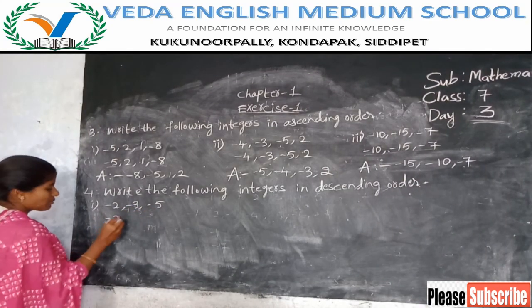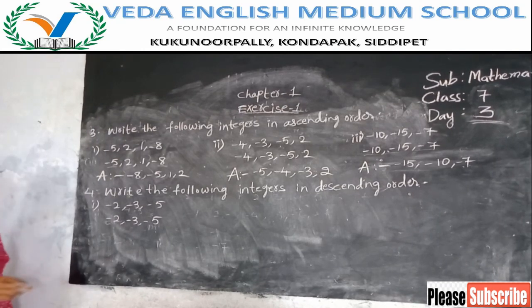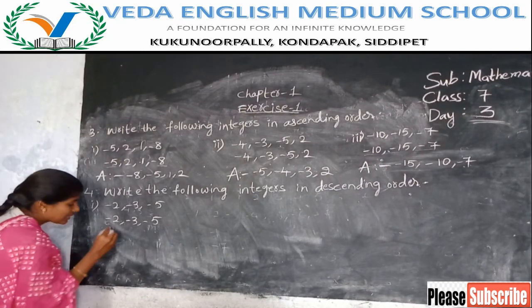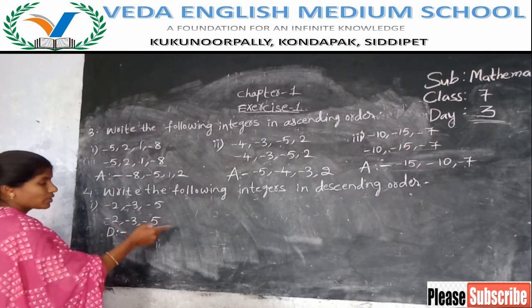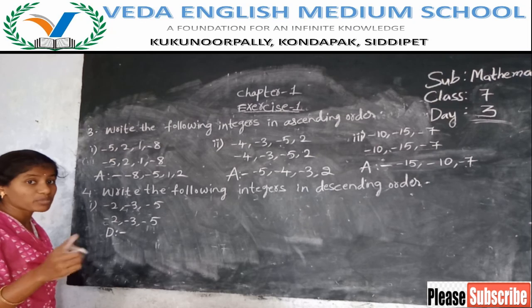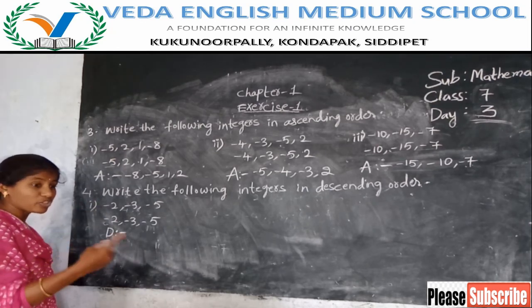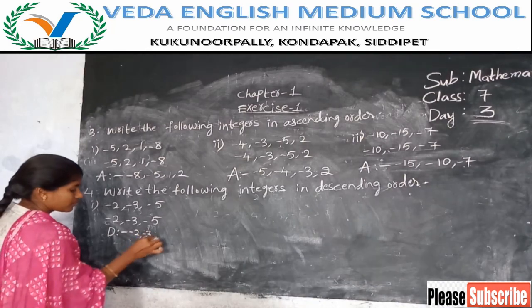Now we have to arrange these numbers from greater number to smaller number. Descending order. Now all are negative numbers only. In negative numbers, smaller number becomes greater, and greater number becomes smaller. We have to write from greater number to smaller number.